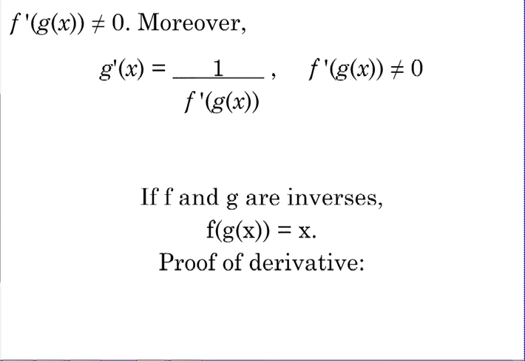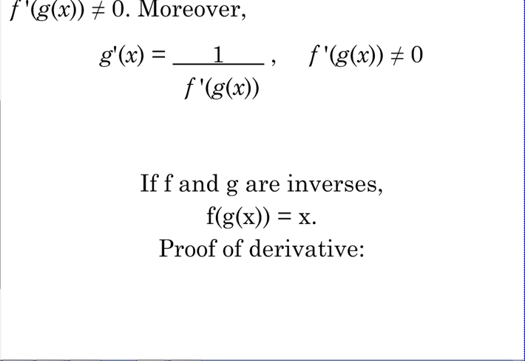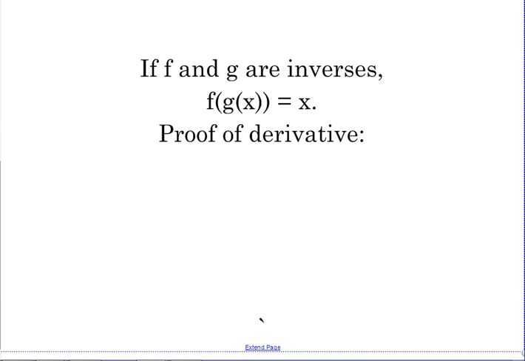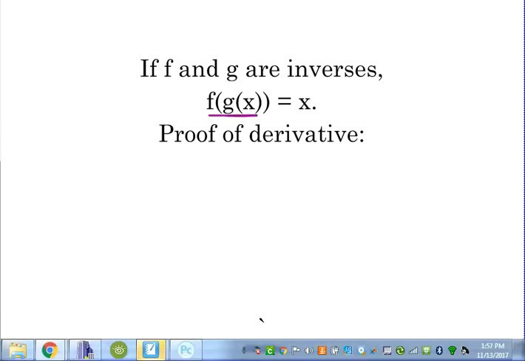Do you remember from Math 3 or hopefully pre-calculus, you learned that if 2 functions are inverses, that is only true if you compose them and their composition equals x. So if f and g are inverses, then f of g of x equals x. That is the definition of inverse functions. So let's take the derivative of that expression right there. The left side here requires the chain rule. So the derivative is f prime of g of x times g prime of x.